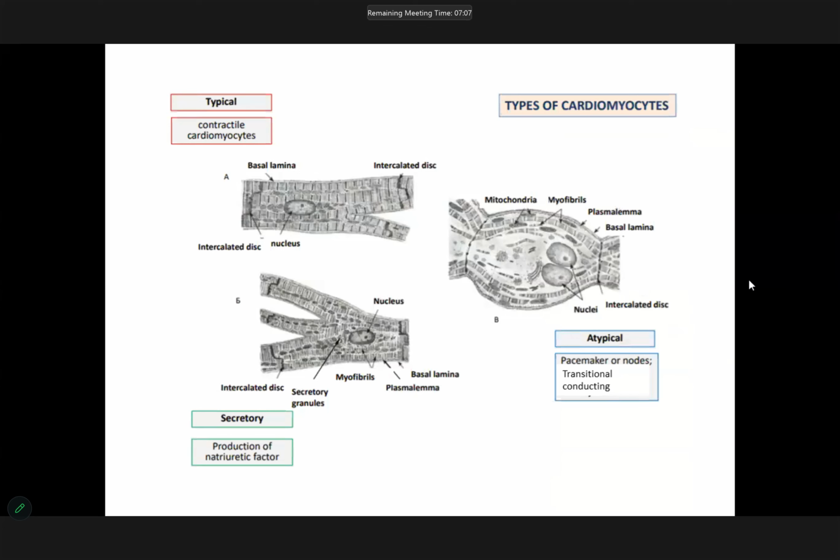You should also remember all that you know about the types of cardiomyocytes. We have typical one, secretory, and atypical. Most of the cardiomyocytes in our heart are contractile or working or typical cardiomyocytes. They are for contraction. A secretory one is for production of natriuretic factor, and it is located in the atria of the heart, not in the ventricles. And atypical are for production and conducting of electrical impulses.